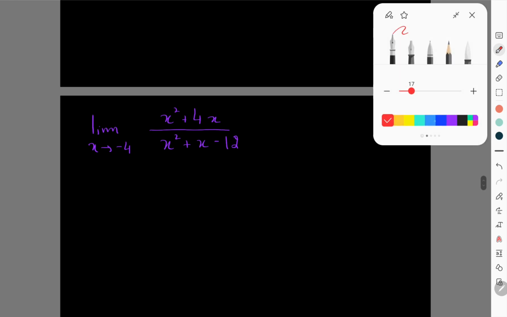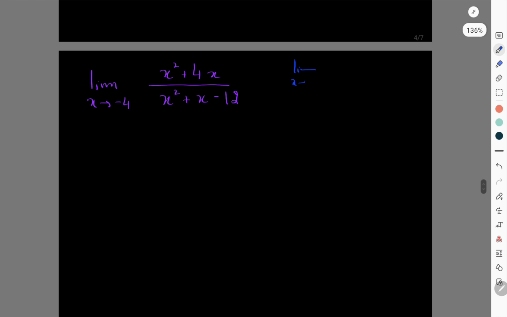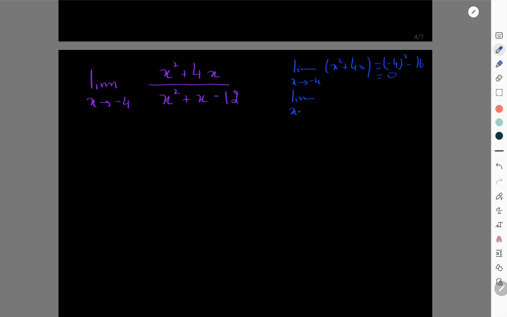Now let's move on. Of course, let's try to evaluate the top. The limit of the numerator is minus 4 squared minus 16, which is 0. And the limit of the bottom, you can also check it to be 16 minus 4 minus 12, which is also 0. So I have a 0 over 0, that is indeterminate.